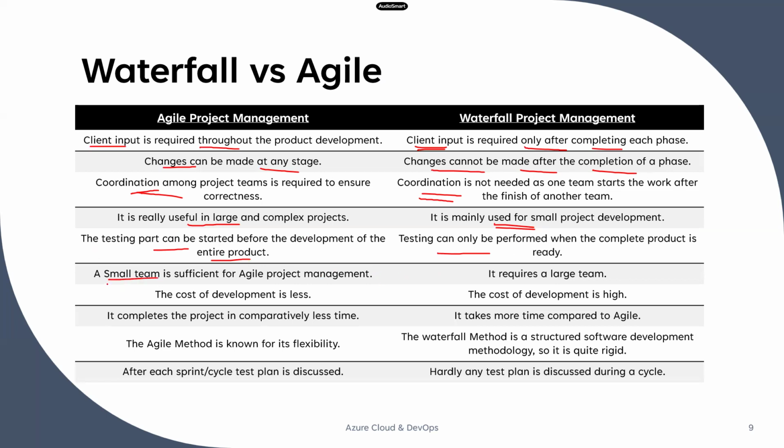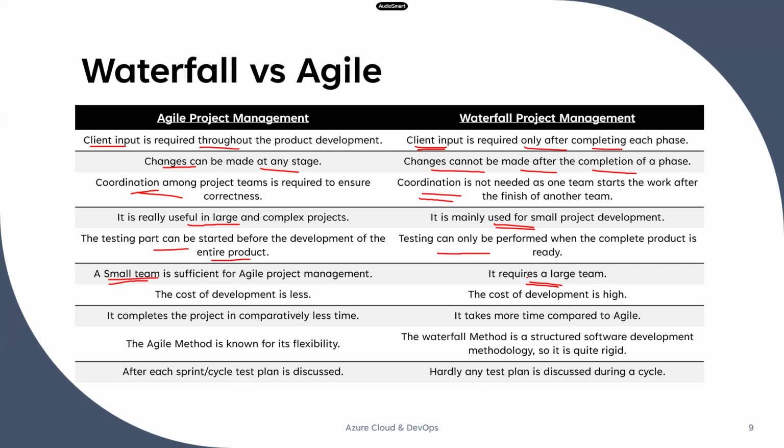Here, a small team is sufficient to do project management, but here it requires a large team. Why? Because this is a repetitive task. So even if we have a 4-member or 5-member team, we can do that. But here, we need a dedicated team for each phase. So it will consume more manpower. Also the cost, right? Because if you have 4 people, we are giving salary to 4 people.